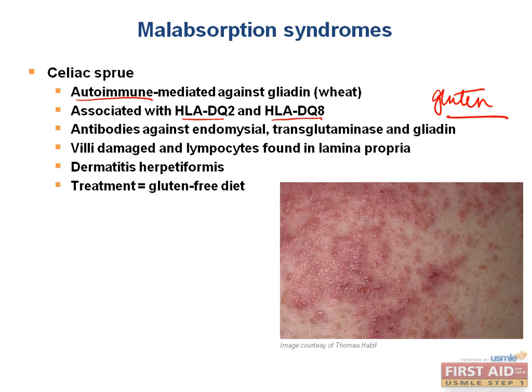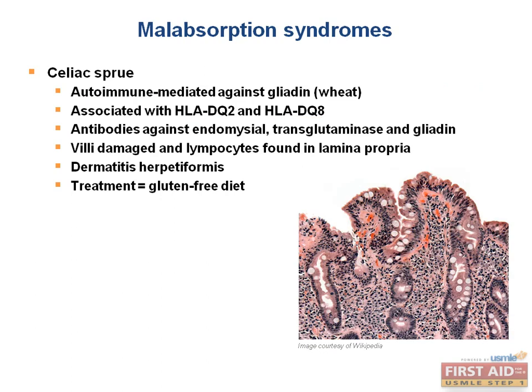So what would we expect to see on biopsy of the jejunum? Well, we would typically see blunting of the villi, which you can see here, as well as lymphocytes in the lamina propria. This confirms the diagnosis of celiac sprue. Patients can often have complete resolution of symptoms by following a restrictive gluten-free diet.